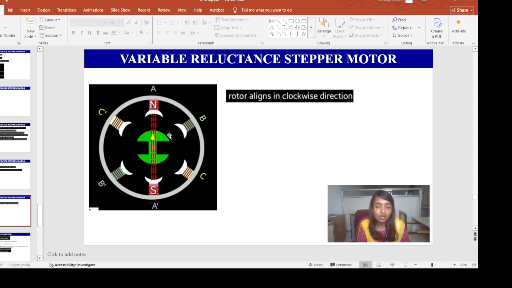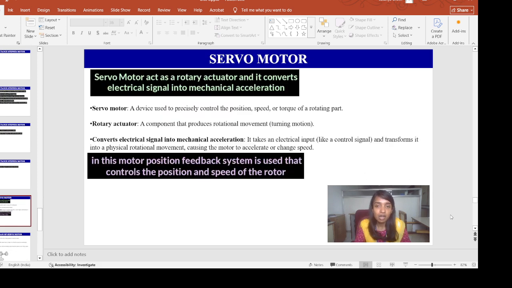Next I will energize B and B dash, so the rotor will align to the B B dash position. Next I will energize C and C dash, and the rotor will align to the C C dash position. Likewise this rotor will keep on rotating, and your motor will start working.